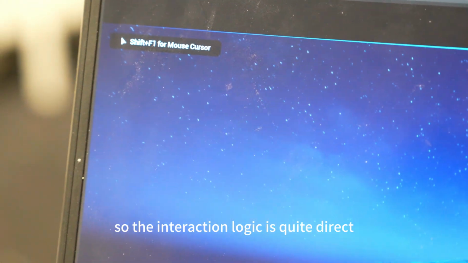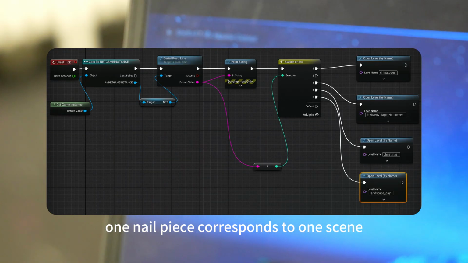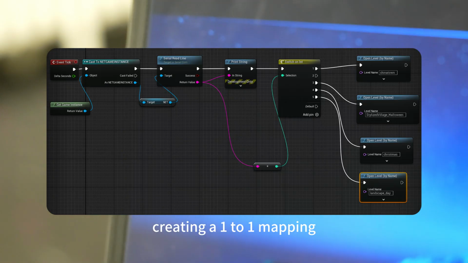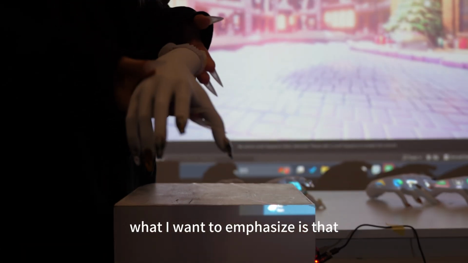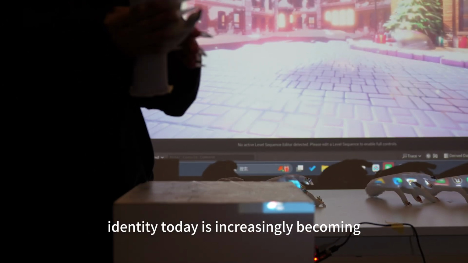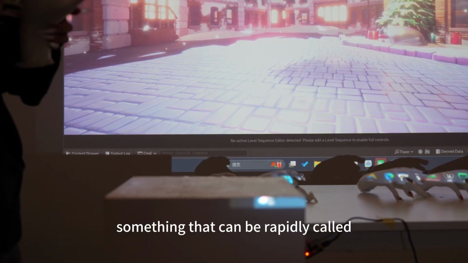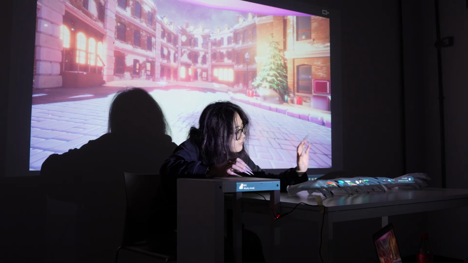On the UE side, I use blueprint logic to interpret different tag IDs and trigger the corresponding scene transition. So the interaction logic is quite direct. One nail piece corresponds to one scene, creating a one-to-one mapping. Each transition happens instantly. What I want to emphasize is that identity today is increasingly becoming something that can be rapidly called, recognized, and switched.